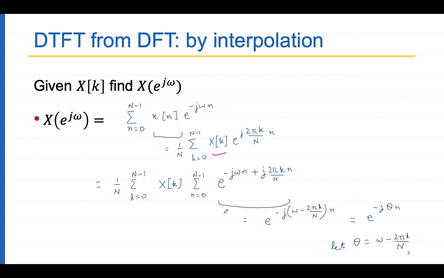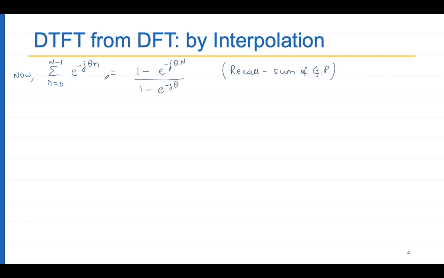Now we have to find the summation over this term. Let's write it down again. Now this is the thing which we want to find. You know this is a geometric progression, a sum of terms in a geometric progression, and you can recall the sum of a GP is given by 1 minus e to the power minus j theta, meaning the common ratio r, to the power capital N, which is the total number of terms, divided by 1 minus r. The common ratio r is e to the power minus j theta, right?